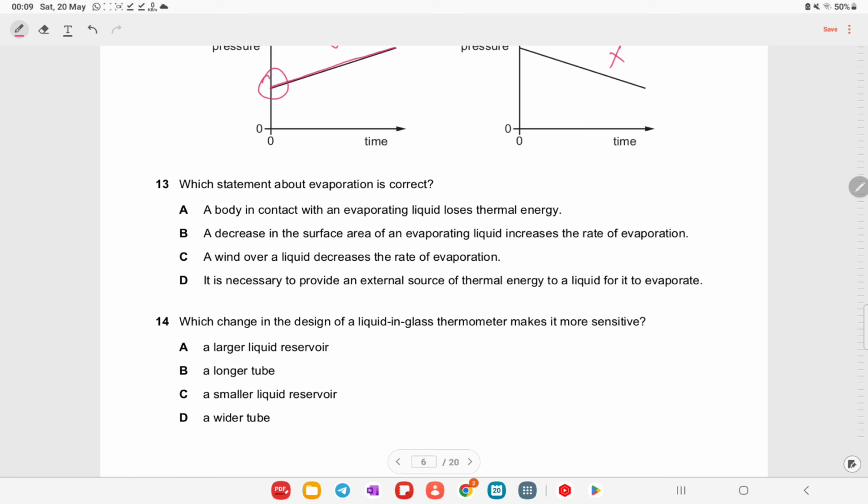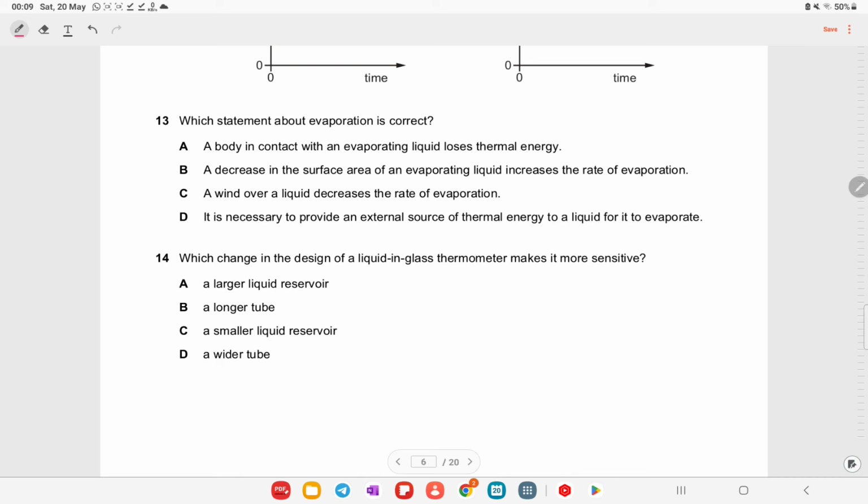Okay, which statement about the evaporation is correct? A body in contact with the evaporating liquid loses thermal energy. Yes, this is the right answer. I've studied the other options because they cannot possibly be right.